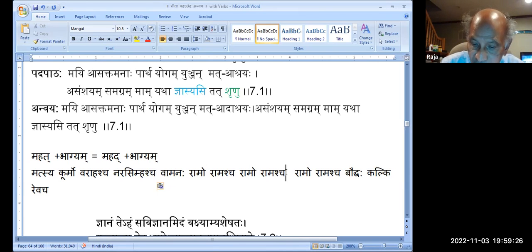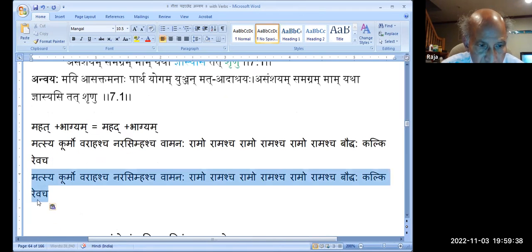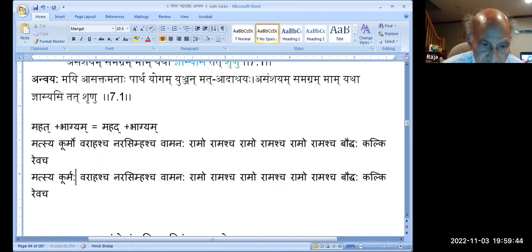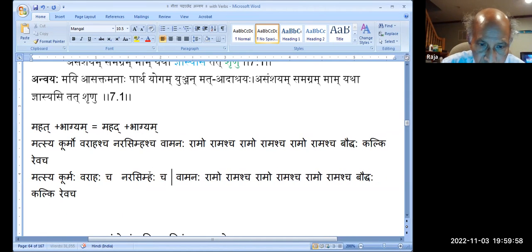Now let me break the sandhis, you will understand now. That's the first thing you have to do. Matsya Kurmaha Varaha cha Narasimhascha, Simha cha, Vamanaha, Ramaha, Ramaha.